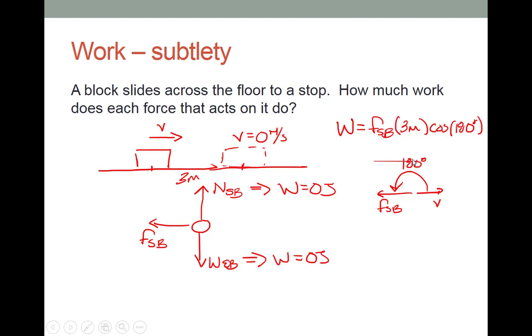In the next unit, we are going to do some examples, actually working with numbers on the amount of work that is done in various situations.